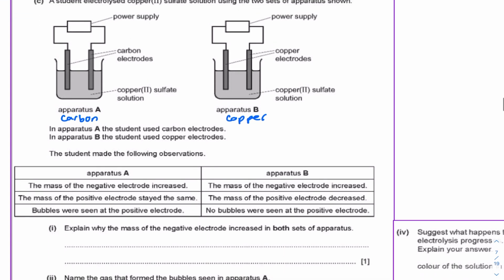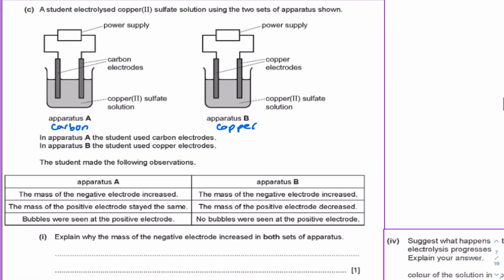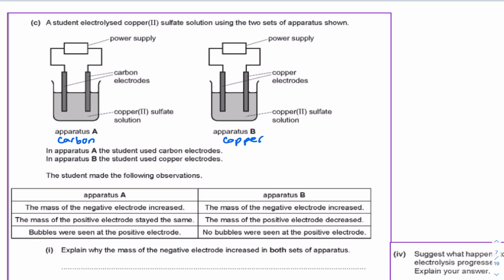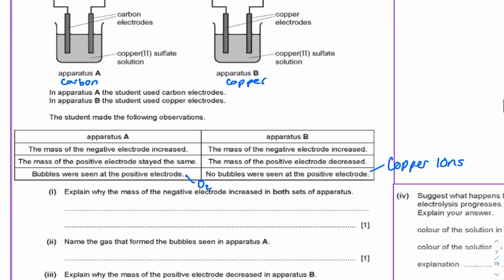Of course, that's because in apparatus A, you are going to have oxygen here, so this would be O2, and in apparatus B, at the anode, you've got copper ions going into solution. That's why. Explain why the mass of the negative electrode increased in both sets of apparatus. It's because copper metal is deposited in both circumstances. Name the gas that's seen in apparatus A. Well, of course, it's going to be oxygen gas.